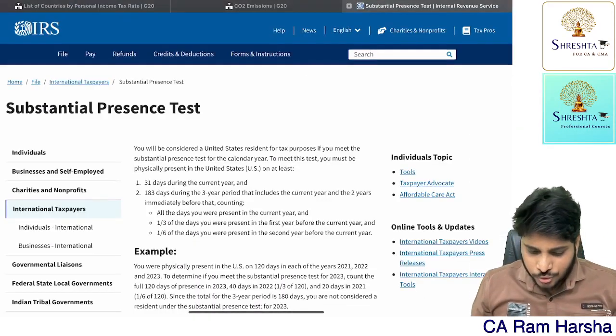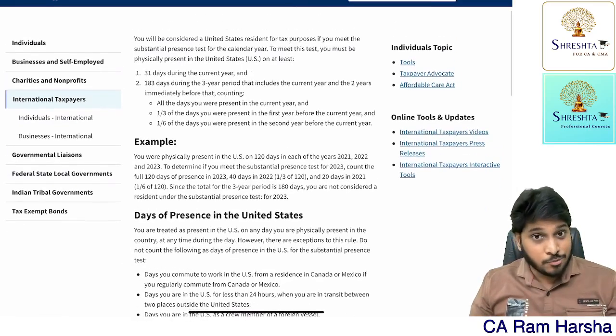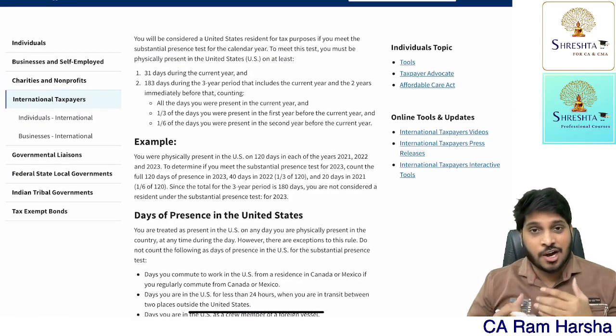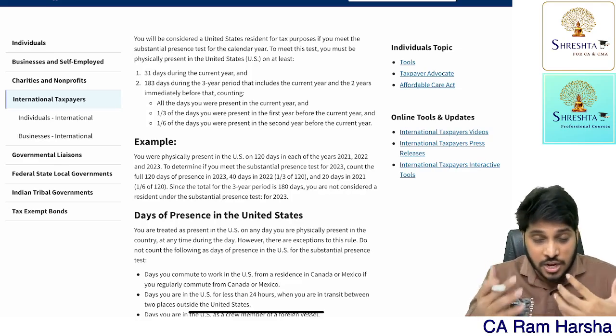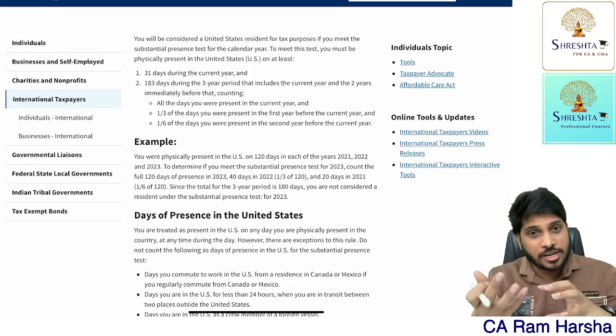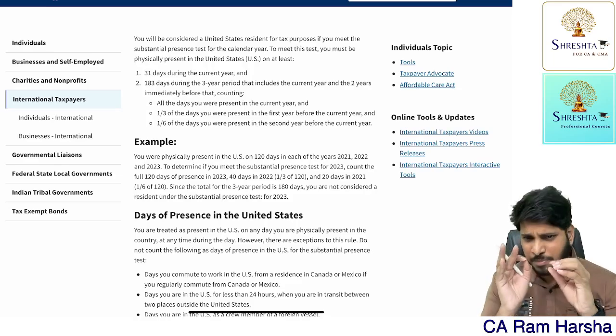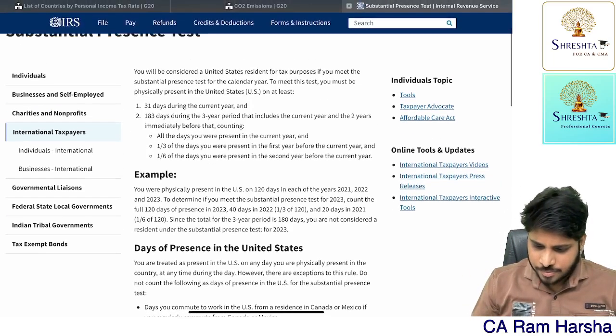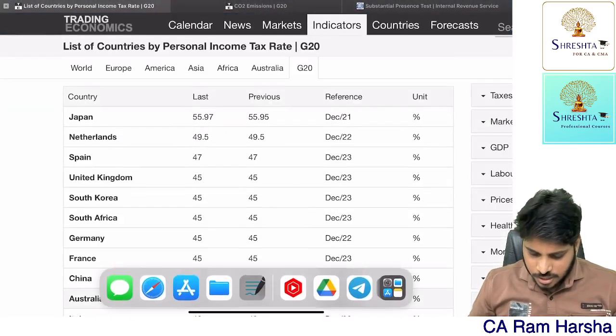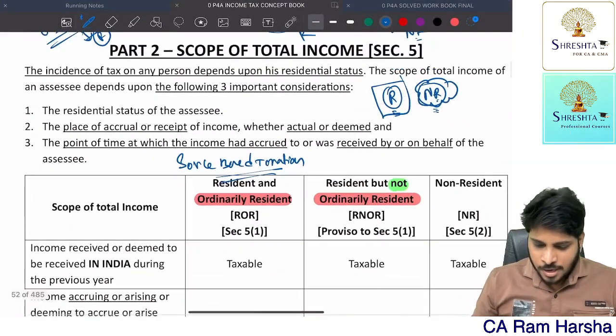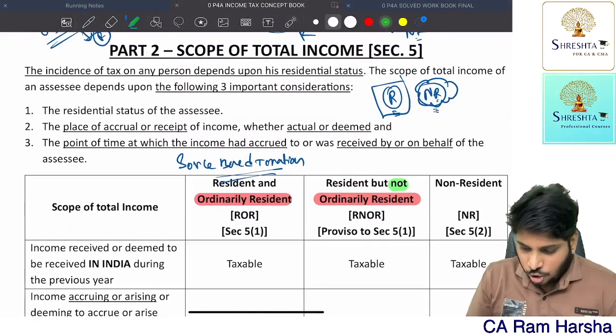Let me also show you, or else I'll come to this in the residential status discussion. Like how in United States they divide resident, non-resident. What is the criteria? Just for a brief understanding, I'll cover this now. So now let us right away discuss the topic.